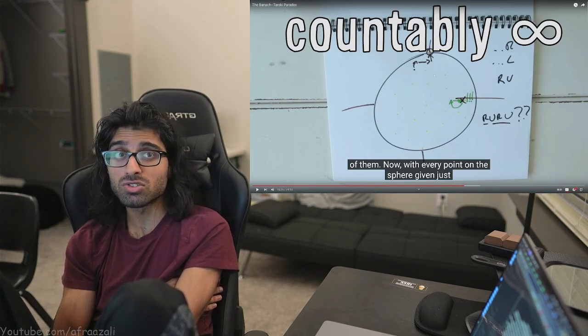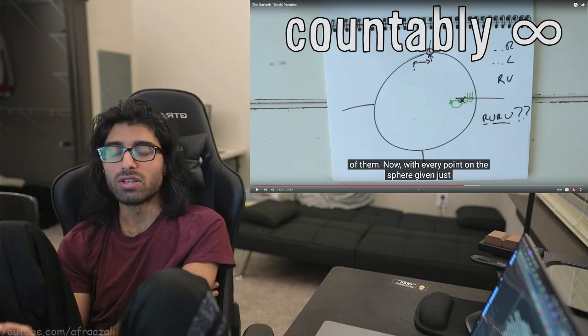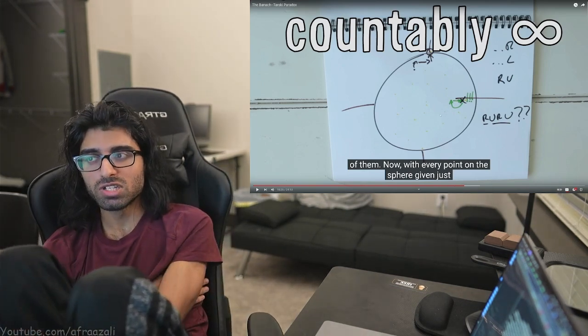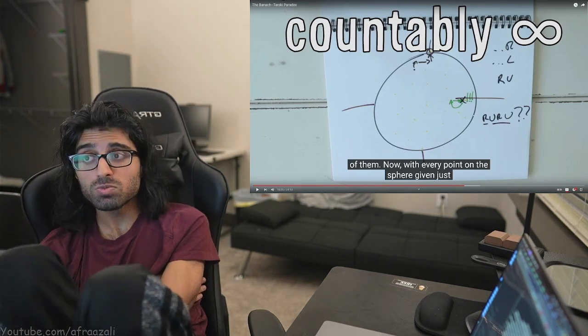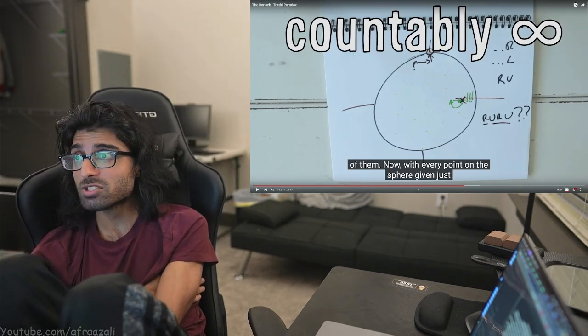You're taking every sequence has two, we're going to make them one. Okay, fine, let's just simplify things down. Every sequence has one. There's an uncountably infinite number of sequences. So there's an uncountably infinite number of poles. What is this countable infinity?